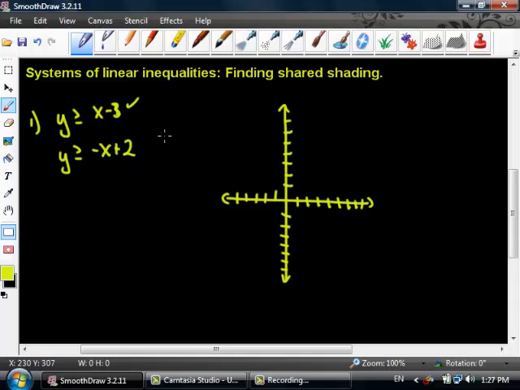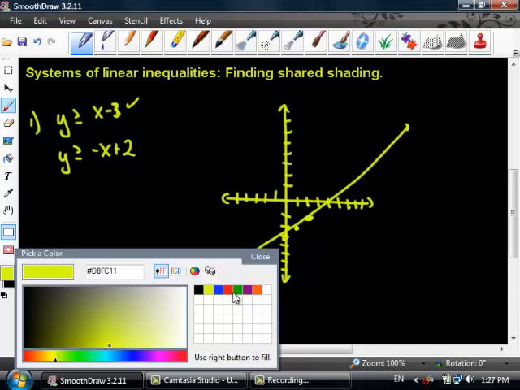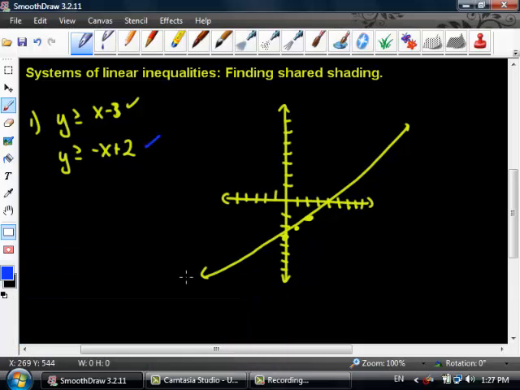Okay, so the first one I'm going to graph in yellow. Down 3, up 1 to the right 1, right? We can all kind of agree about that. The next one I'll go ahead and graph in blue. So we go up 2, and then we move down 1 to the right 1, down 1 to the right 1.